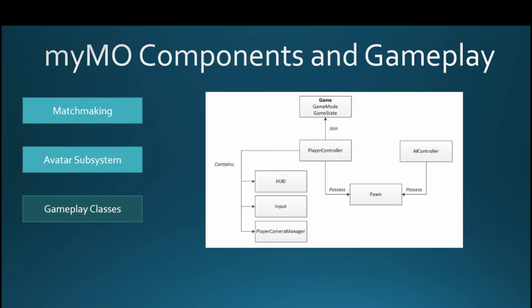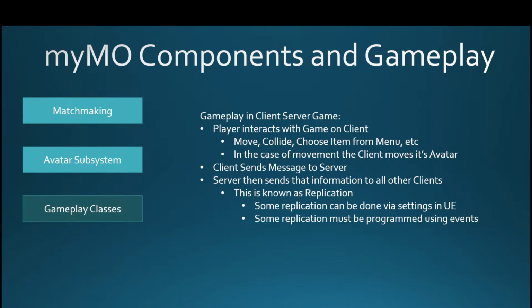A player controller also has other things associated with it. It can interact with menus and do other things like chat and voice and so on. It's got a camera manager, which we utilize as well. We have a camera system inside of our game. In the client-server game, a player interacts with the game on the client. Again, we talked about this before. He moves, he collides with things, he chooses items from a menu, whatever.